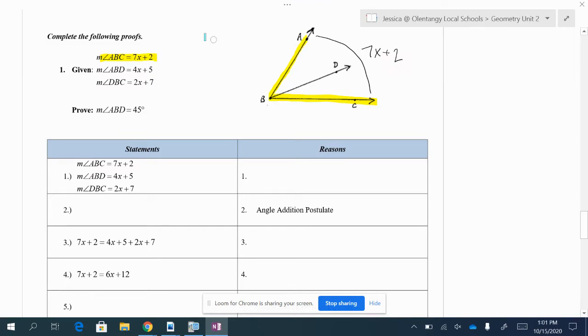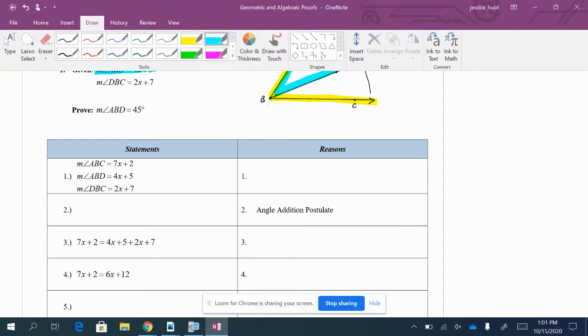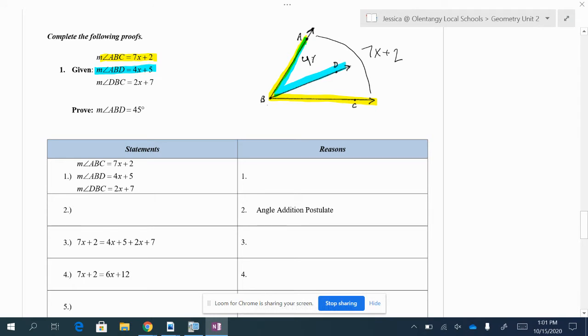Then we go to ABD, so A to B to D. So that smaller angle is 4x plus 5. And then the last one we have left is DBC, so D to B to C, is going to be 2x plus 7. Okay, so then looking at our proof, we have all of those statements rewritten right here. So that is going to be given.